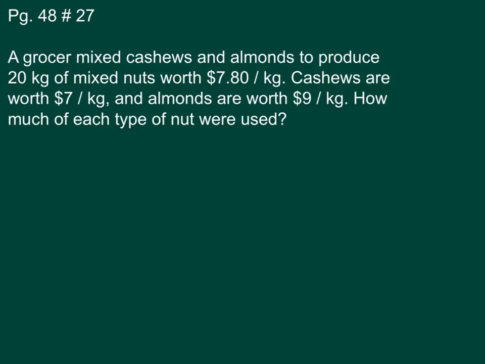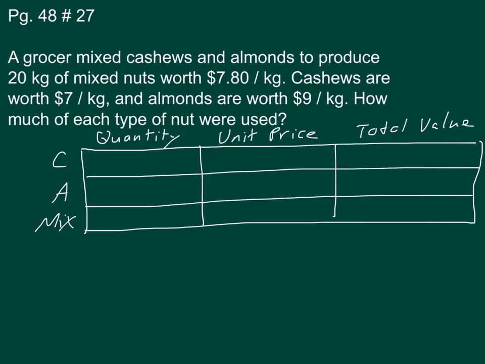So this is actually another problem where a table is useful, so I'm going to set one of those up. This is similar to distance equals rate times time. Basically, the relationship I want to highlight is that if I have a certain quantity of an item and I multiply it by the unit price, I get the total value of the item. So here I have a row for cashews, a row for almonds, and a row for mixed nuts. I'm going to just fill in what I know.